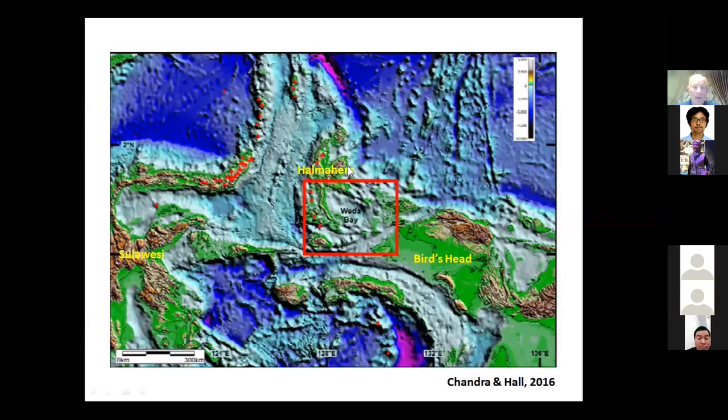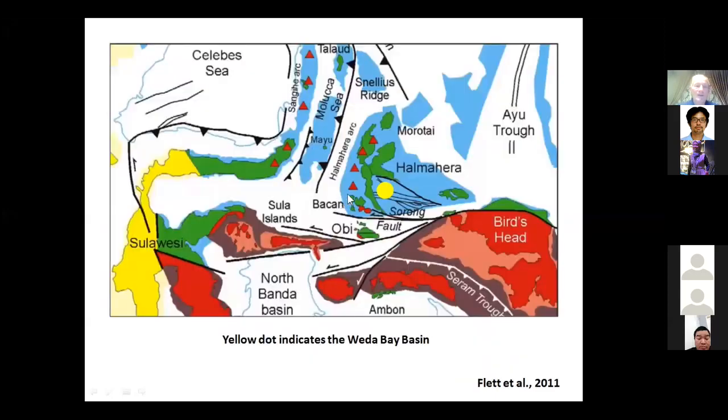Here's where Wida Bay Basin is. Here's the island of Halmahera. Here's Sulawesi, which is better known. Here's the Bird's Head in Irian Jaya. And here's the Wida Bay. Okay, so that's where we are. It's a very tectonically complex area. Here's the approximate location of this model right out in the middle of the basin.